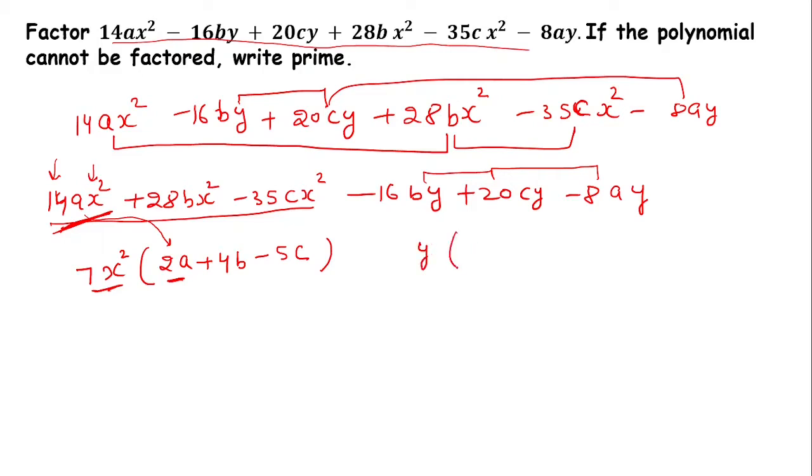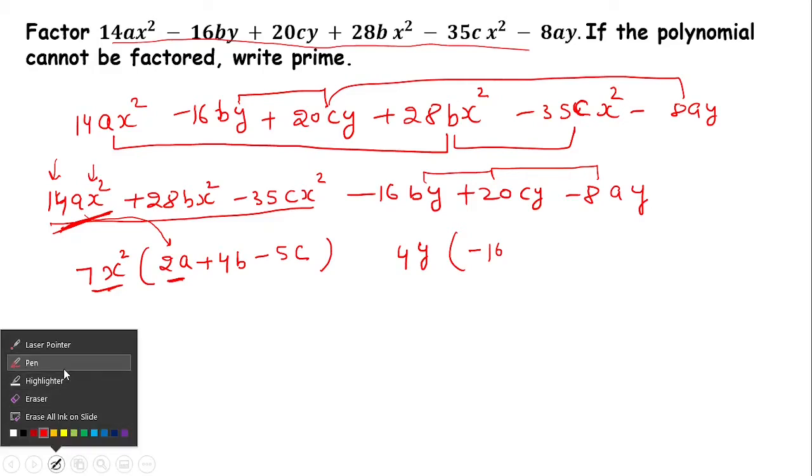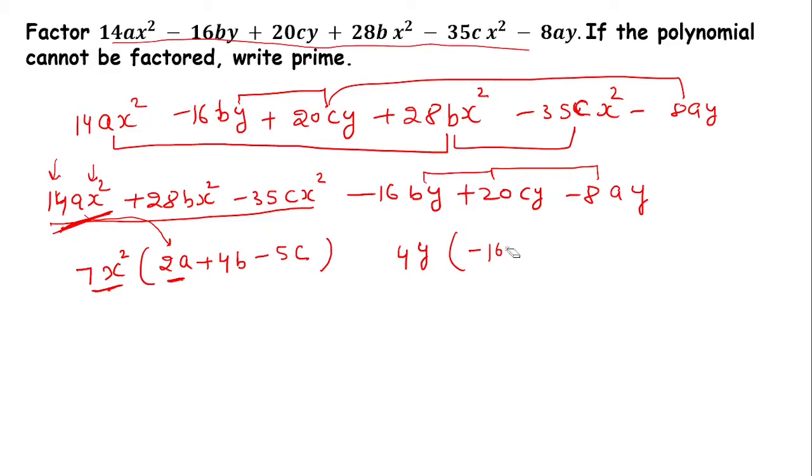Let's take y. What happened behind? We have minus 16, not only y, 4 also. So if I take 4 out, what will be the remaining portion? 4b, it is negative, then positive 5c, then we have minus 2 times a.